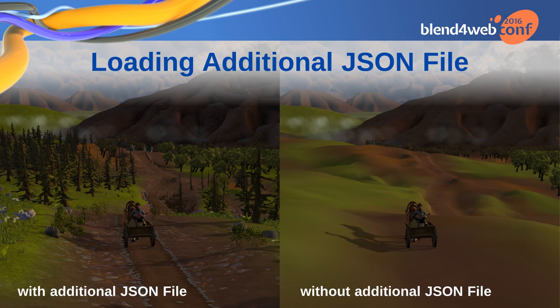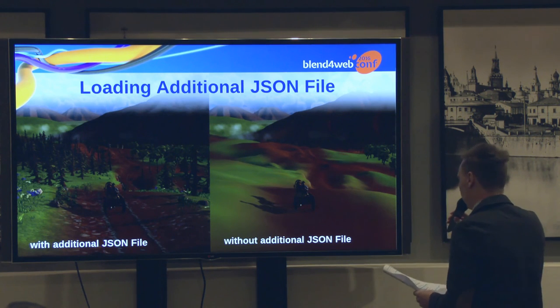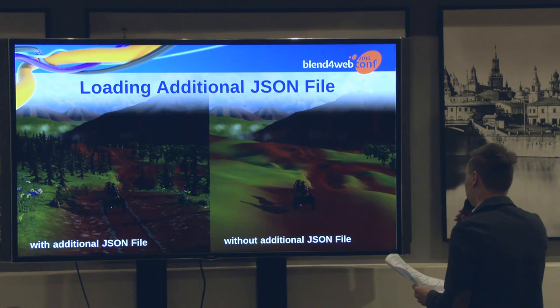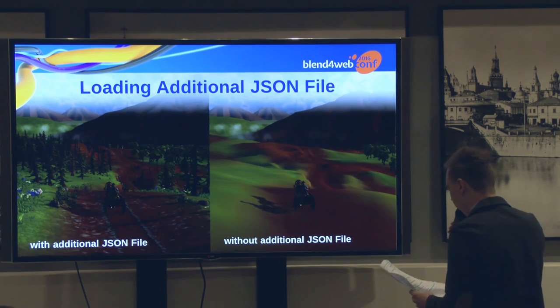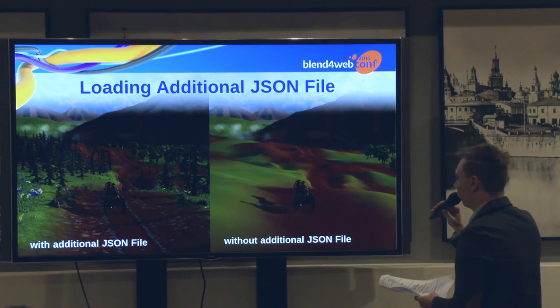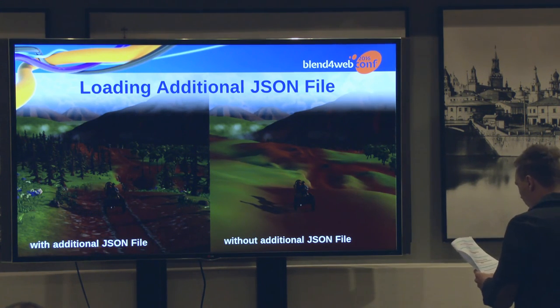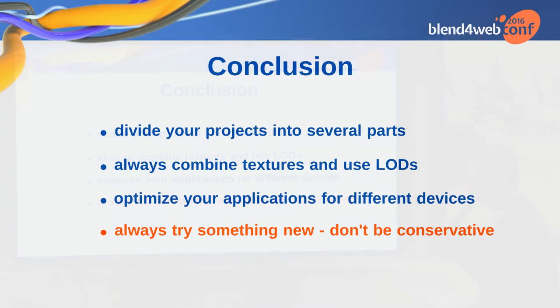And the final optimization that was made for the scene is dividing the scene into two big parts. The first part of the scene loads immediately when the user starts the application, and the second part loads when the user pushes the intro button or the screen saver starts after a few seconds. On the left picture, you can see the scene already loaded with the additional JSON file. There is a lot of stuff, many different objects. And on the right, you can see how it looks if the additional JSON file were not loaded. Next, please. And that's all.